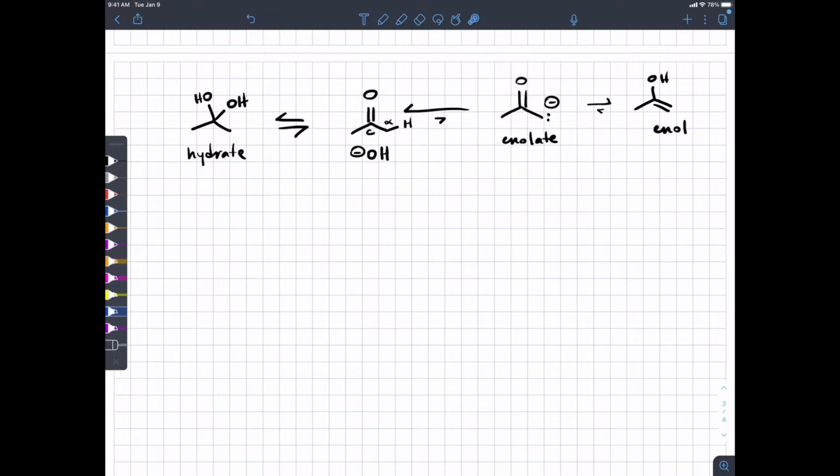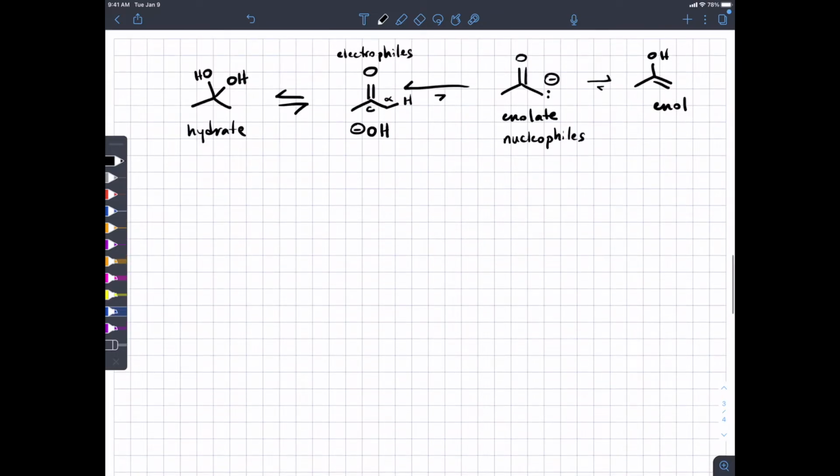Now, the big new concept is to recall that enolates are nucleophiles and that carbonyl compounds are electrophiles. And so there is another thing that can happen, and that is for the enolate.